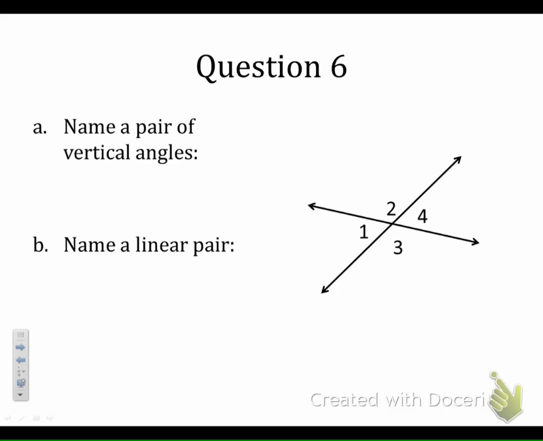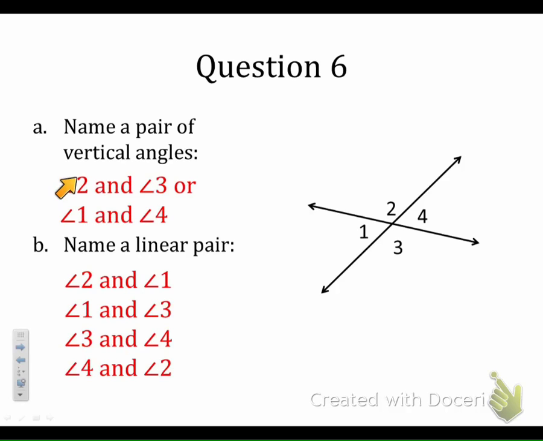So let's review what it means to be a pair of vertical angles, just in case those of you at your seat didn't get it. Vertical angles are across from each other. So there are two options. You could either have angle 2 and angle 3, because those are across from each other, or angle 1 and 4.